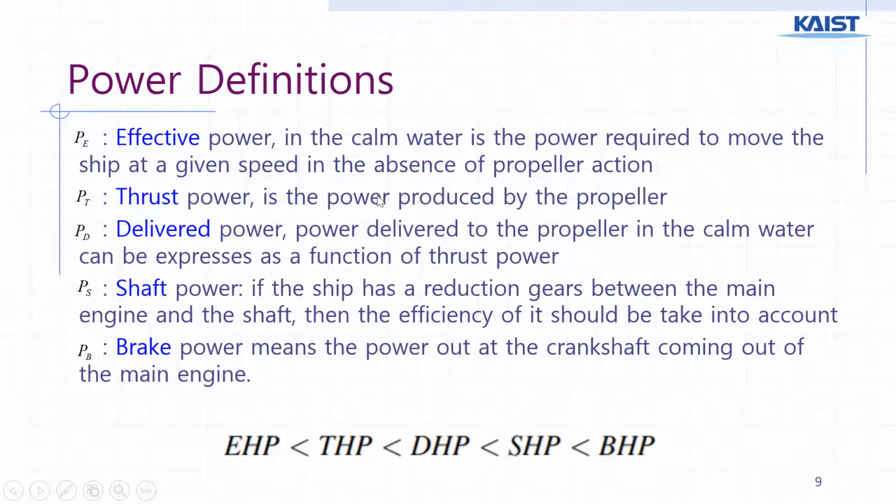Thrust power is the power produced by the propeller. Delivered power is the power delivered to the propeller, so before the propeller. Thrust is after the propeller. And shaft power and brake power. As I told you, effective horsepower is the smallest in number. Brake power is just behind the engine, so it is the biggest. And there are losses because of the efficiencies.